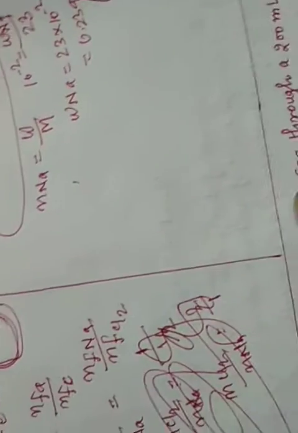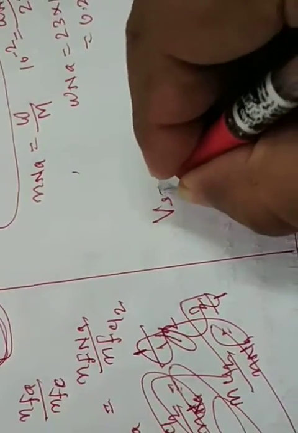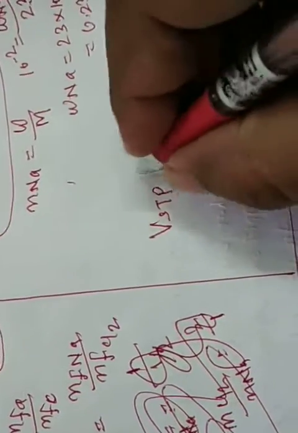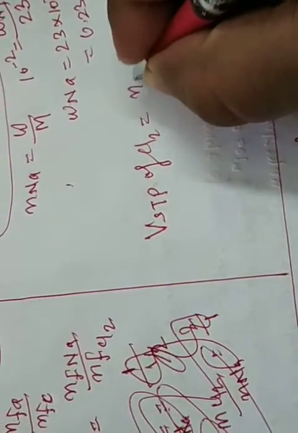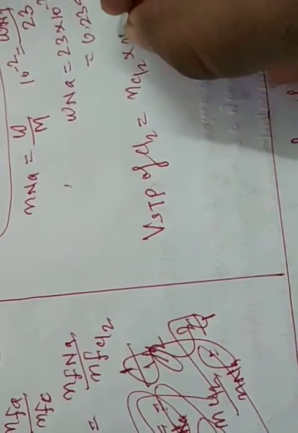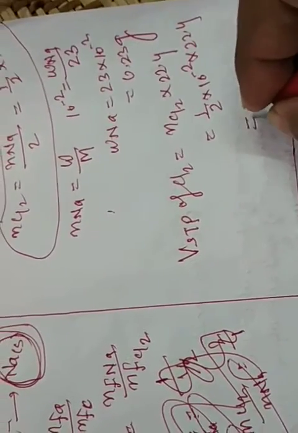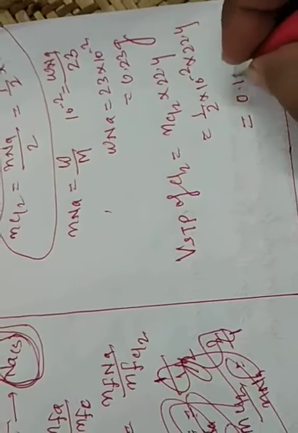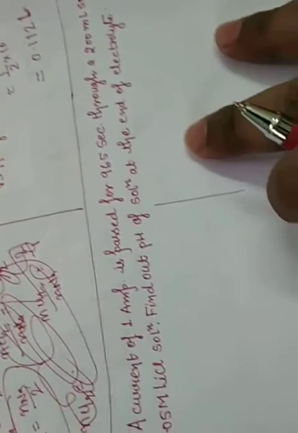Clear, students? Now you know the formula of volume at STP of chlorine. There is a formula n(Cl2) into 22.4. So n(Cl2) is 1 by 2 into 10 to the power minus 2 into 22.4. Now the answer is 0.112 liter. Clear, students? This is a very easy numerical.